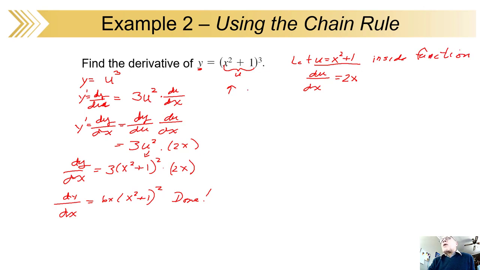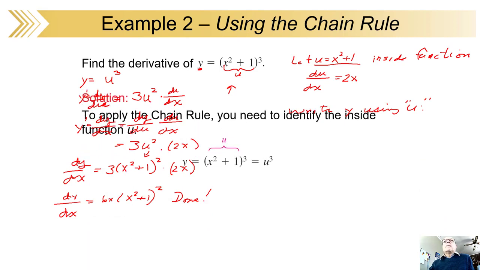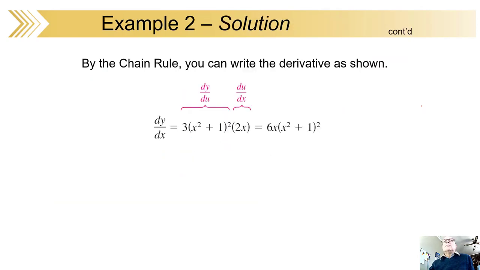That makes it easier to write the y. Write the y using that u that you just created. Take the derivative of both of them, put it all together. You've got your answer. No mess here. And there's our answer.